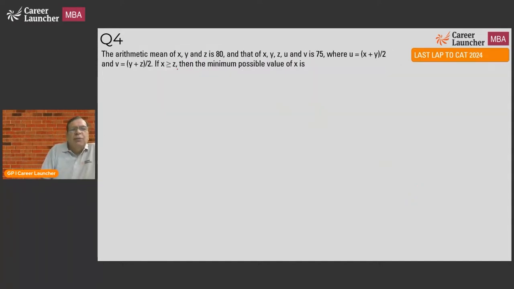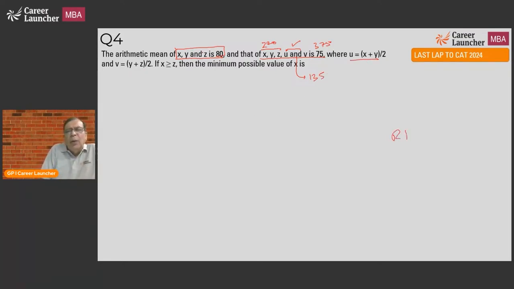Okay. Question number 4. The arithmetic mean of x, y, z is 80. That of x, y, z, u and v is 75. What does that mean? I know x plus y plus z from here. x plus y plus z here would be 240. And u plus v will be, okay, 75 into 5, 375. That means I can find u plus v also. u plus v becomes equal to 135. Where u is equal to (x plus y) by 2 and v is equal to (y plus z) by 2. What is the minimum possible value of x?